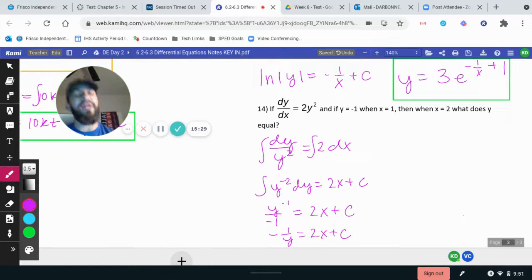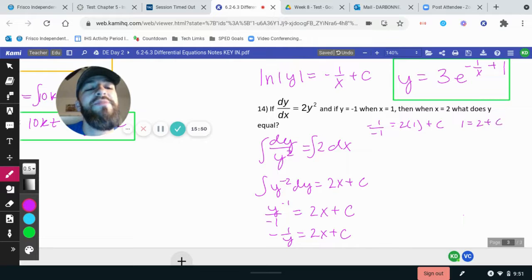Now, as always, we like to plug in first before we do anything else to solve for y. So let's plug in to find our value for c. y is negative 1, x is 1. So negative 1 over negative 1 is equal to 2 times 1 plus c. So 1 is equal to 2 plus c, which means negative 1 is equal to c. So for our equation, we get negative 1 over y is equal to 2x minus 1.